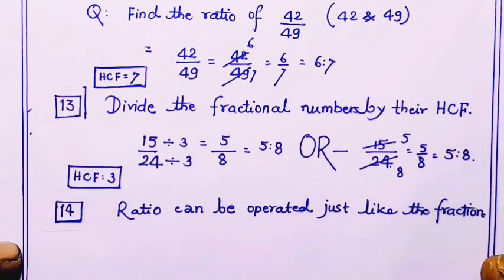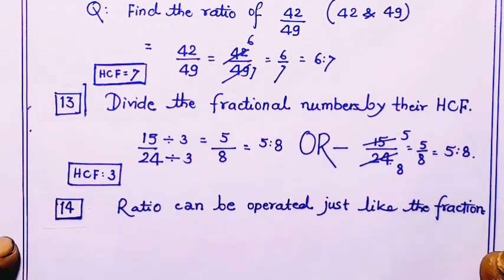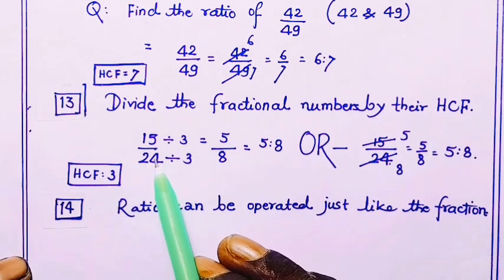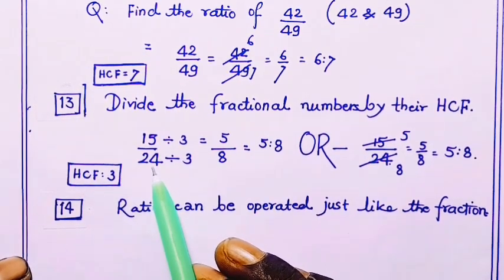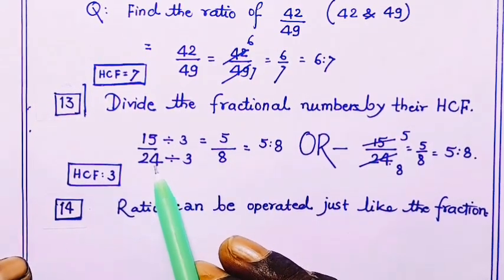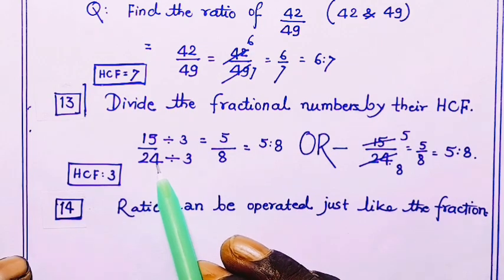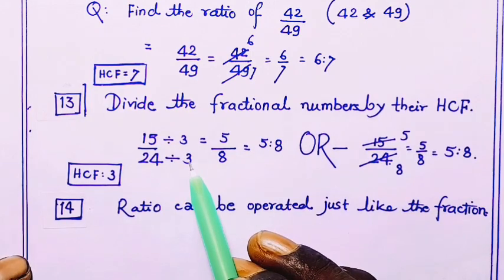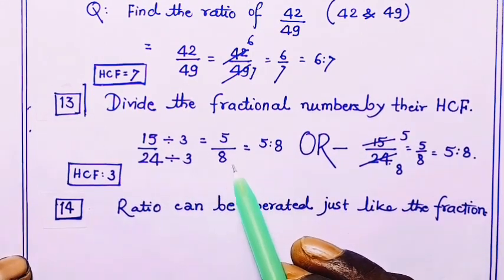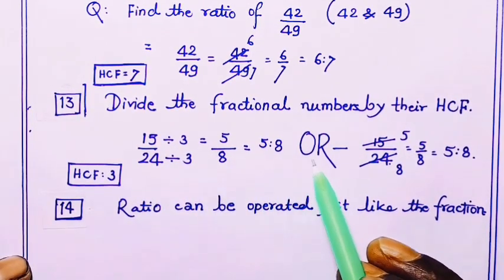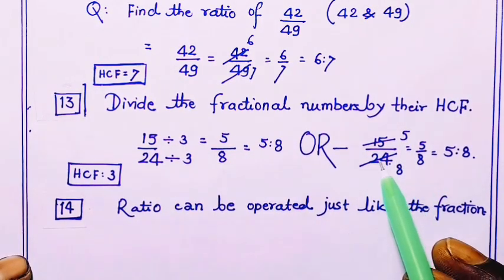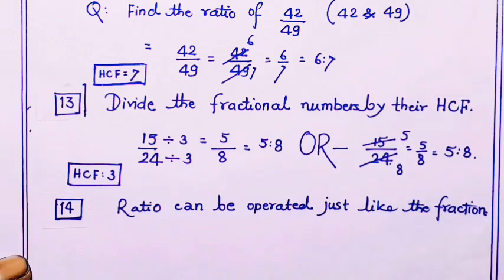Number 13, divide the fractional number by their HCF. 15 by 24 has been divided by their HCF 3. So the new number 5 by 8 and 5 to 8, or in this way we can also cut the number in this way.